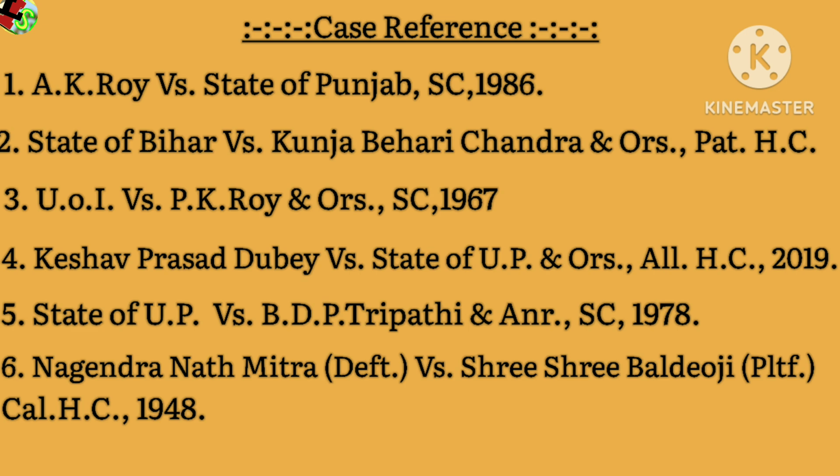Case reference. 1. A.K. Roy vs. the State of Punjab, Supreme Court, 1986. 2. State of Bihar vs. Kunj Vihari Chandra and others, Patna High Court. 3. Union of India vs. P.K. Roy and others, Supreme Court, 1967. 4. Keshav Prasad Dubey vs. State of UP and others, Allahabad High Court, 2019. 5. State of UP vs. BDP Tripathi and another, Supreme Court, 1978. 6. Nagendranath Mitra, defendant vs. Sri Sri Baldeoji Thakur, plaintiff, Calcutta High Court, 1948.